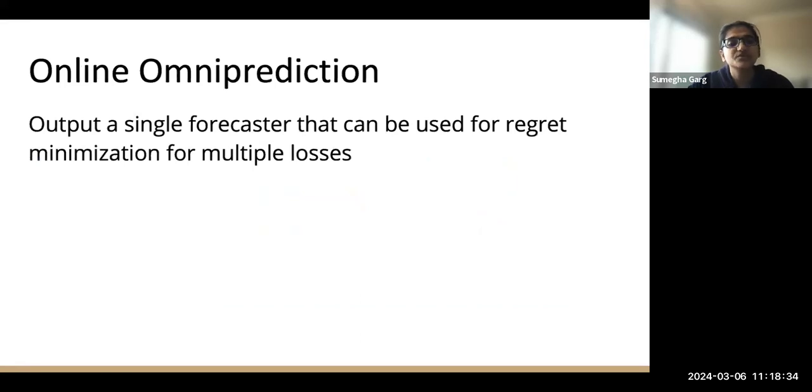So now the question is, Omni prediction asks to output a single forecaster that can be used for regret minimization for multiple losses. So we want certain properties from these forecasts such that they have guaranteed regret minimization for various downstream agents that are using these forecasts. Another way to see this is, we want to do regret minimization for multiple losses simultaneously, whereas till now we had talked about regret minimization for a single loss.